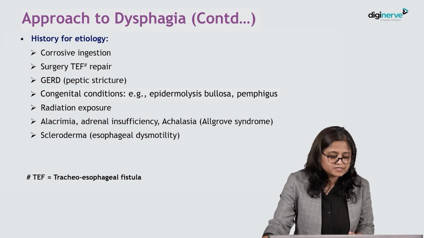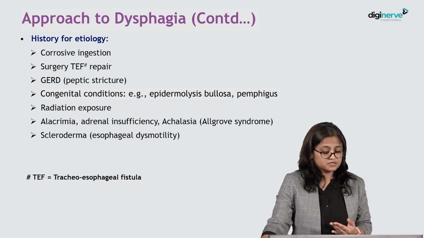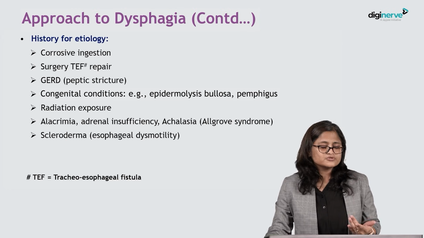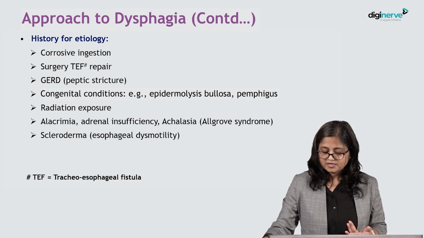So we have to ask history pertaining to each case. And sometimes one of the rare causes of dysphagia due to motility issues is scleroderma, that is usually not seen in children, more seen in adults.